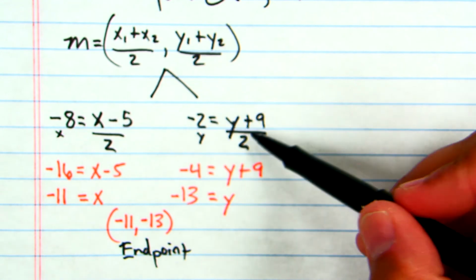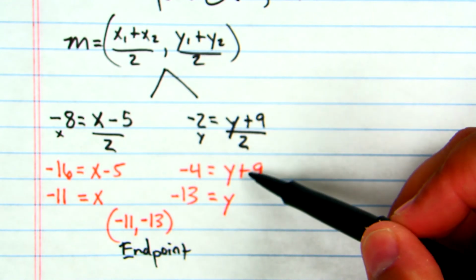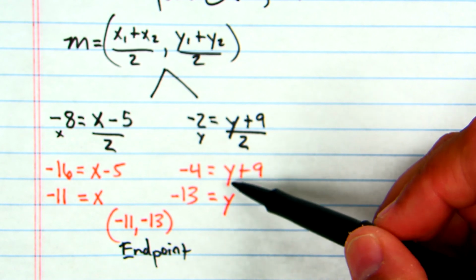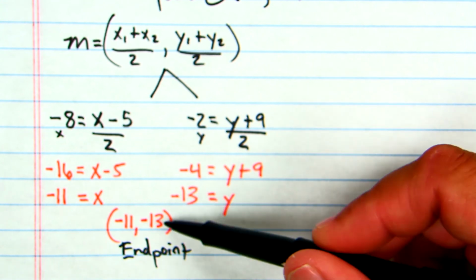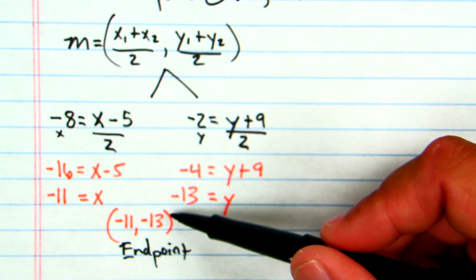And then on this, I'm going to multiply both sides by 2, and I'm left with -4 equals y plus 9. Subtract 9 from both sides, and -13 is y. So the other endpoint is (-11, -13).